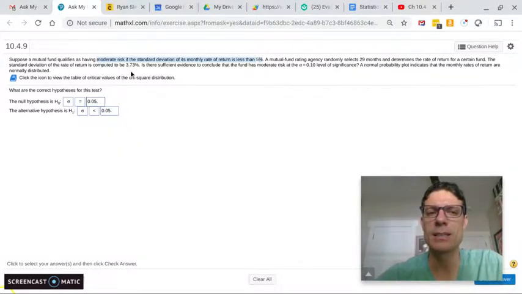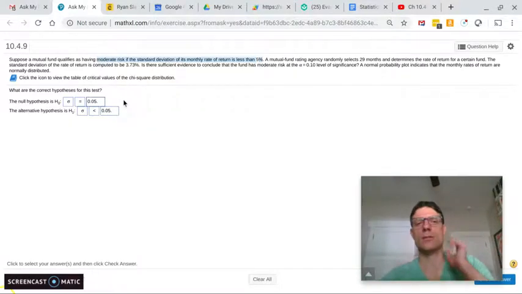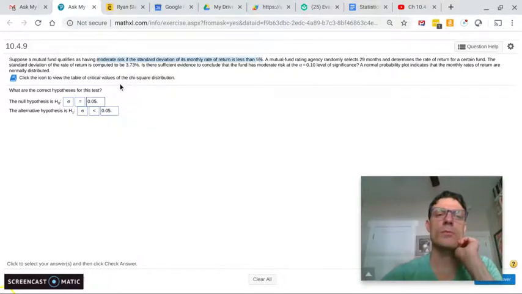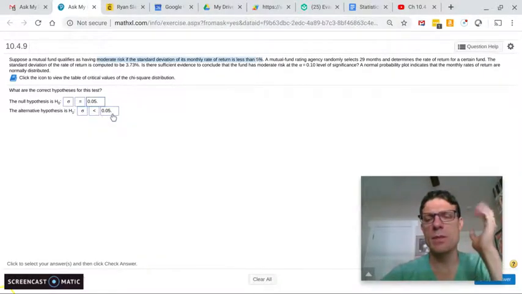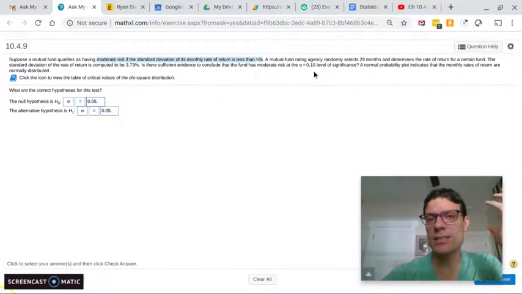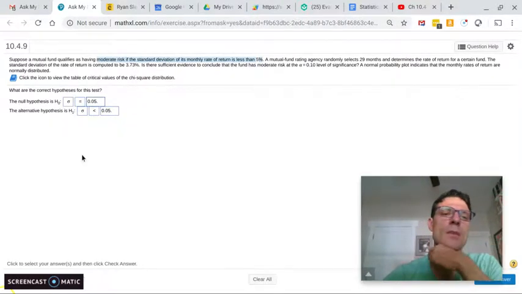Is it likely, given that the standard deviation is 5%, that I would get this sample of 29 months and having a standard deviation of 3.73%, which is less than 5%? But does that mean it is significantly less at a 10% level of significance? That's what we want to see.